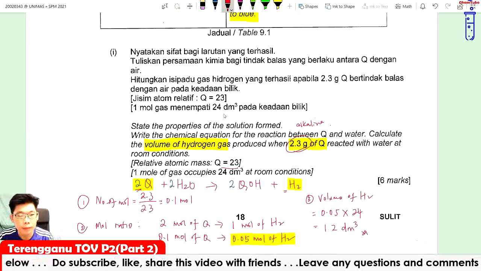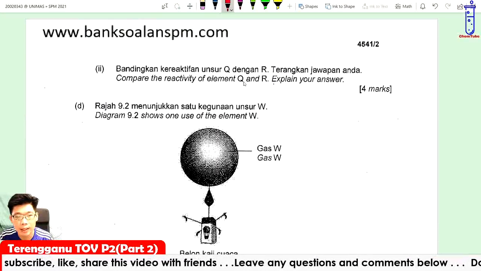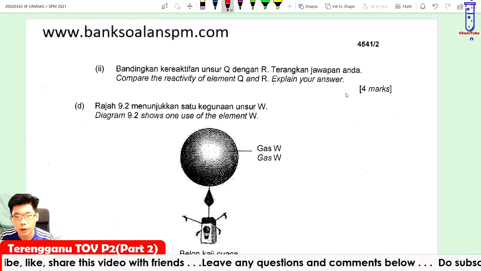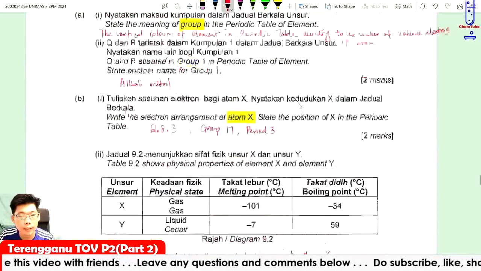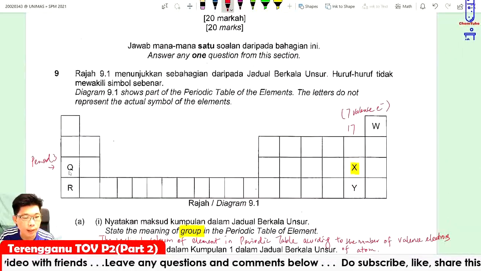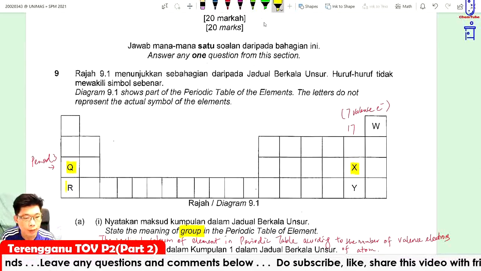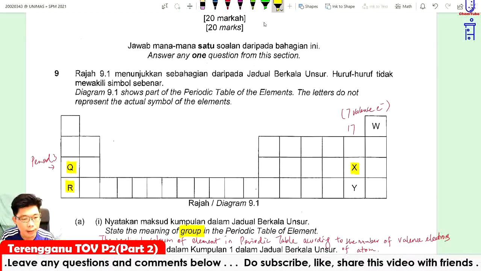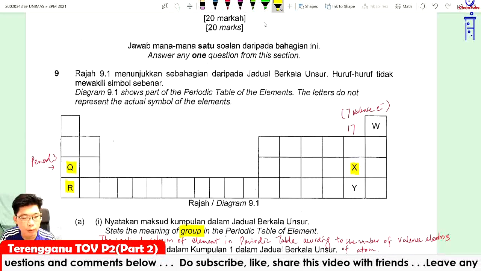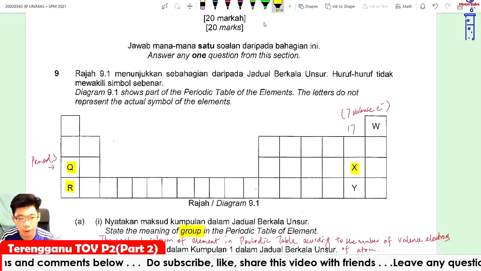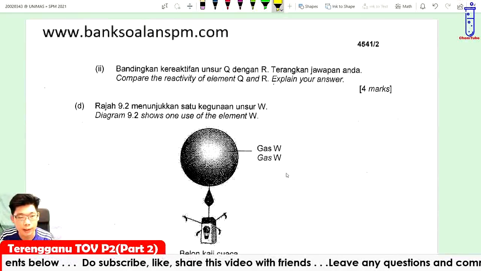Okay, next question. Compare the reactivity of elements Q and R. Explain your answer. So 4 marks. Let's see, Q and R. Q and R is the group 1. So meaning that Q and R here, when going down the group 1, the reactivity is increased. In other words, R is more reactive compared to Q. Okay, so 4 marks, we have to have 4 points.